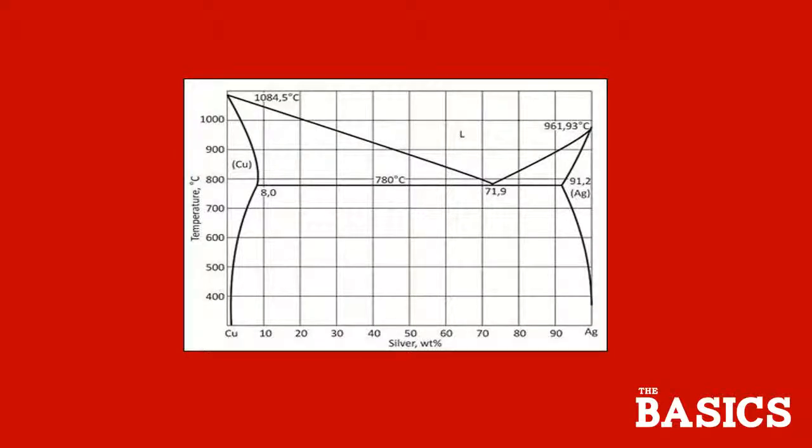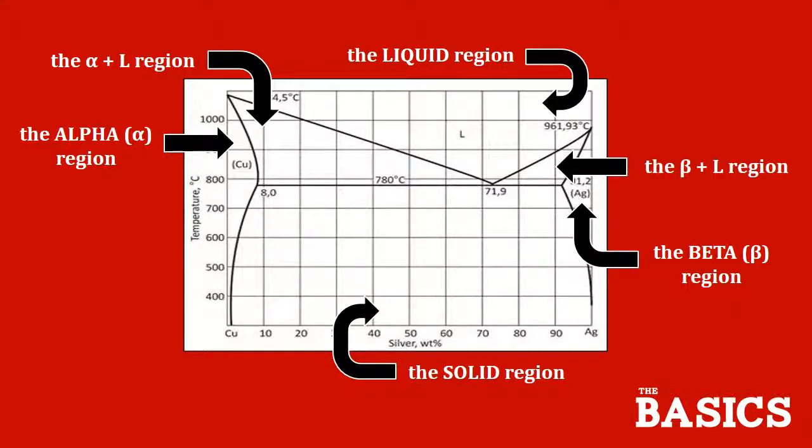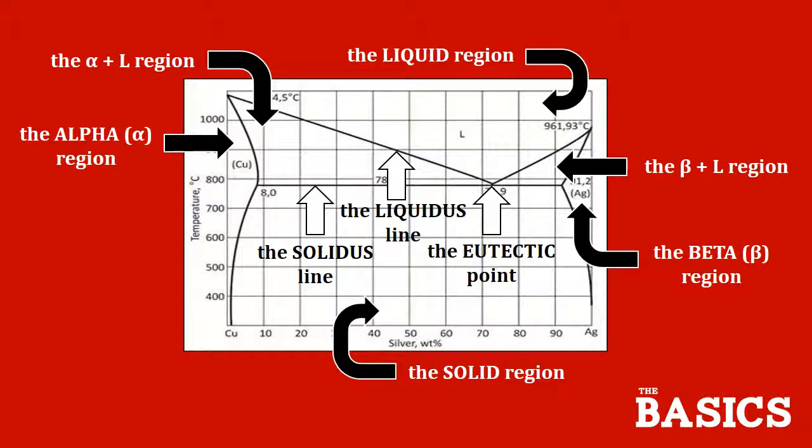So this is a basic phase diagram. We have 6 different regions on it. We have a solid region, a liquid region, an alpha region, a beta region, an alpha plus liquid region, a beta plus liquid region, and 2 important lines, the solidus line and the liquidus line, and one very important point, which is the eutectic point. Now that eutectic point may be later called a eutectoid or a per-eutectoid or a per-eutectic, and they have different meanings, but in this case it is definitely called a eutectic point, and our other classmates will cover the different types of points on those.